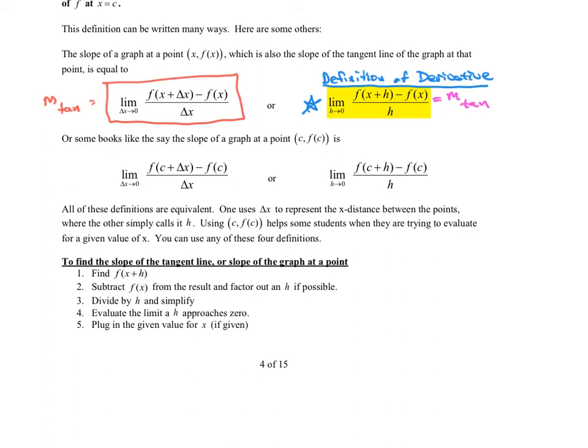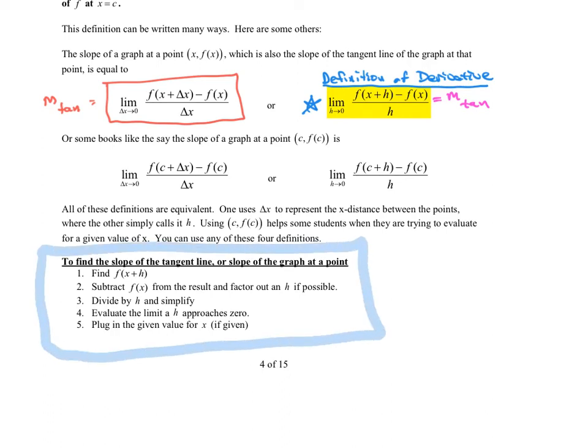So how do you find the slope of a tangent line? I'm going to teach you how to do it in steps. It's important that you understand this. I'll teach you how to do it in steps, but then I'm going to do it all together in line as well. The first thing you want to do is find f of x plus h, which is that first part right here. Find f of x plus h.